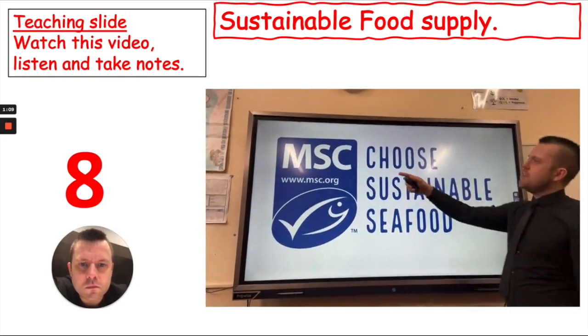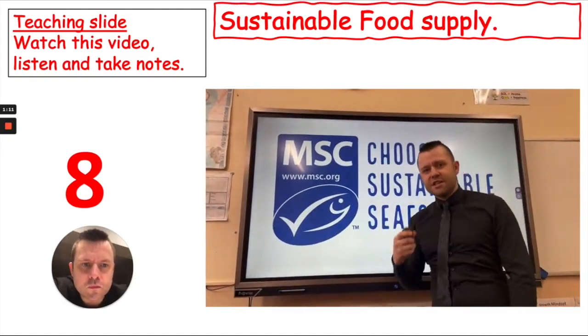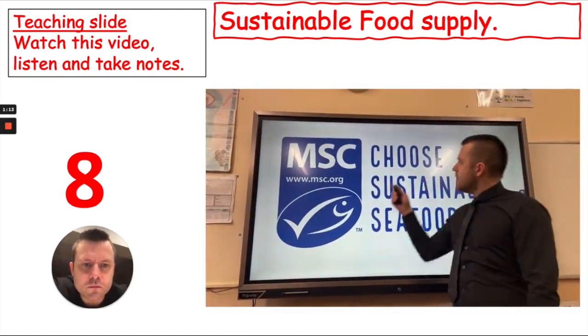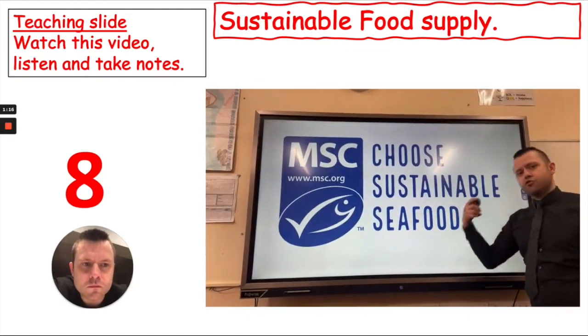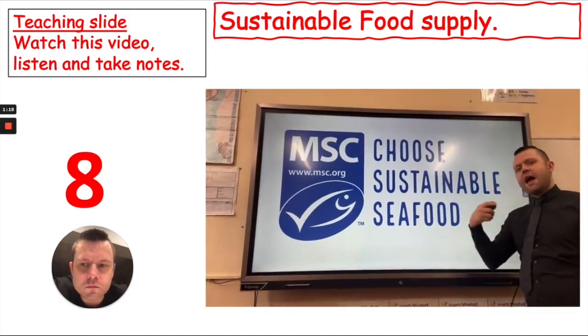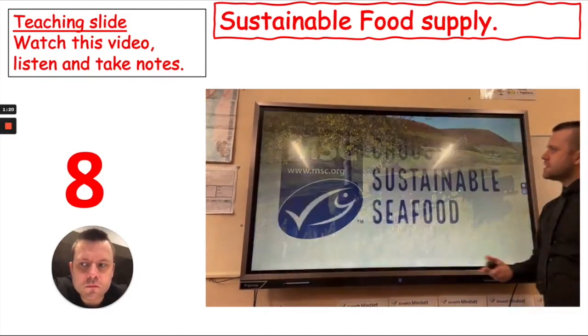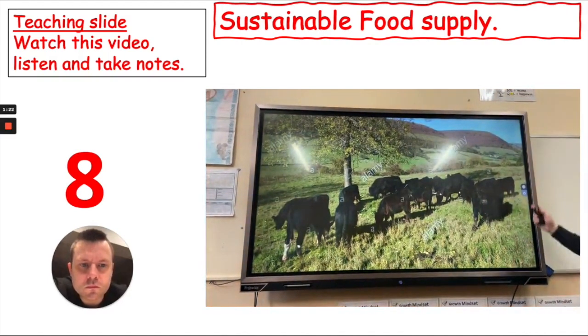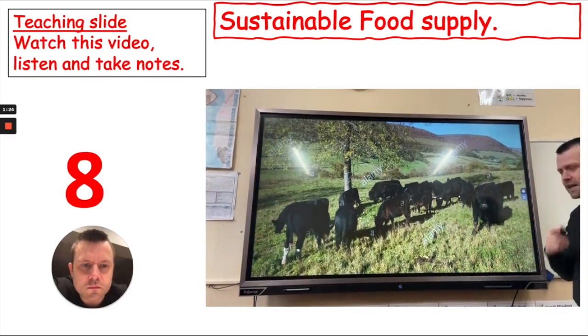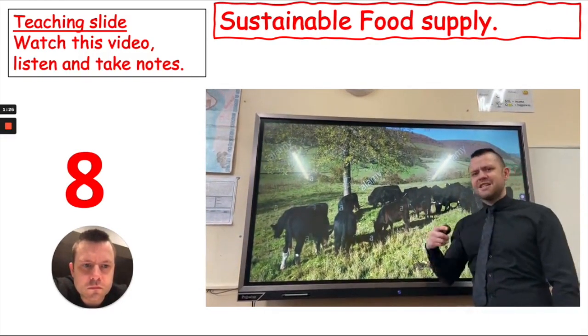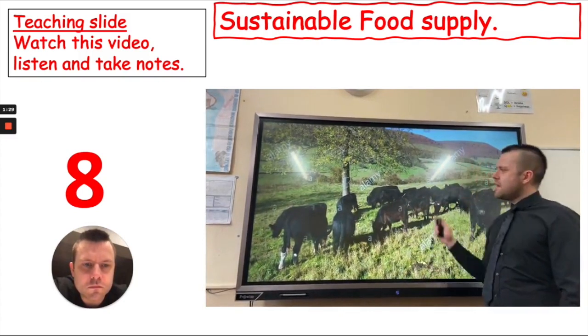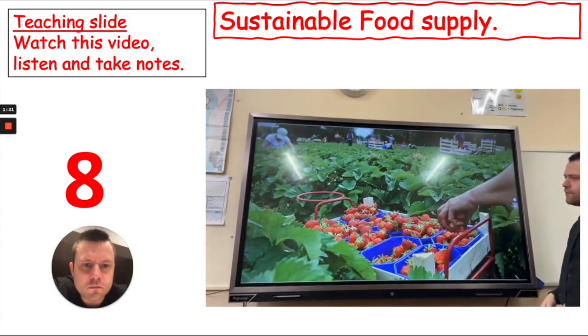Next up is the Marine Stewardship Council. This is sustainable fish supplies. The MSC ensure that trawlers don't overfish the seas and fish supplies remain sustainable. This next image looks like a bunch of cows in a field. That's because it is. This is a Welsh farm producing sustainable meat. It has very limited impact on the natural environment.